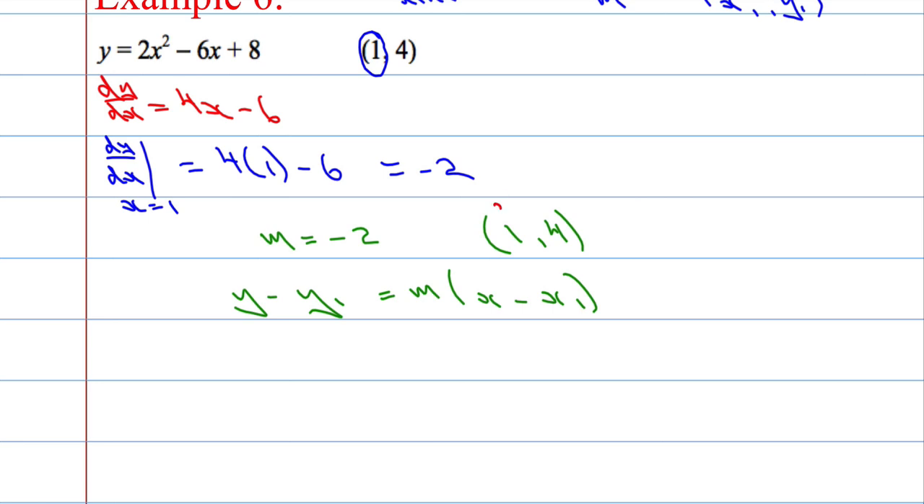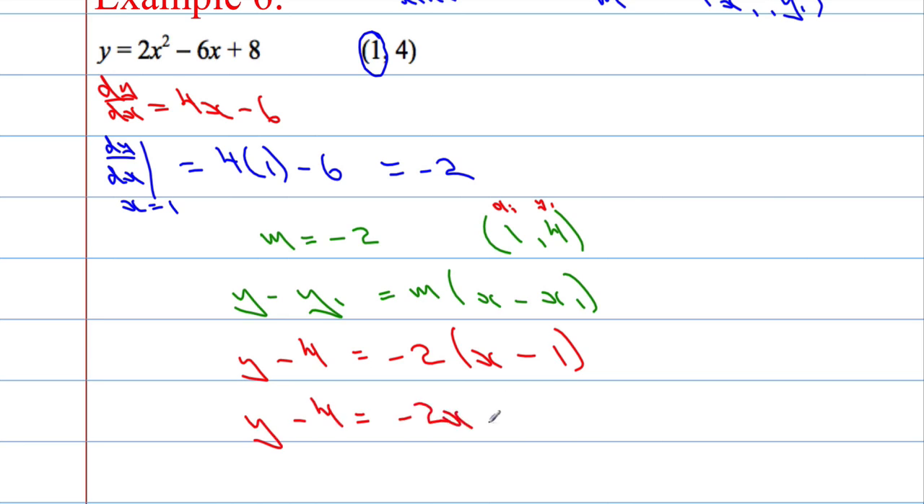Points are labelled, hopefully. x1, y1. Okay, so we get y minus 4 equals m, which is -2, times x minus x1, which is 1. So we get y minus 4 equals, expand this out, -2x plus 2. And then finally, I'm going to write it in the form y equals mx plus c. Adding 4 to both sides, we get y equals -2x plus 6.